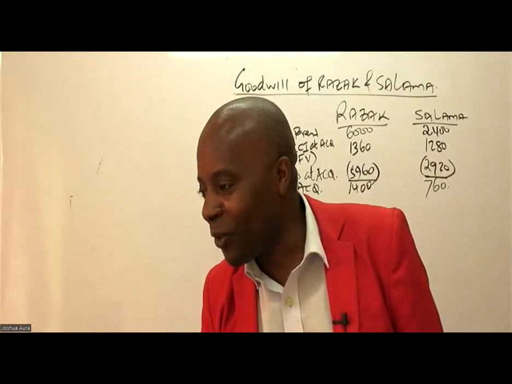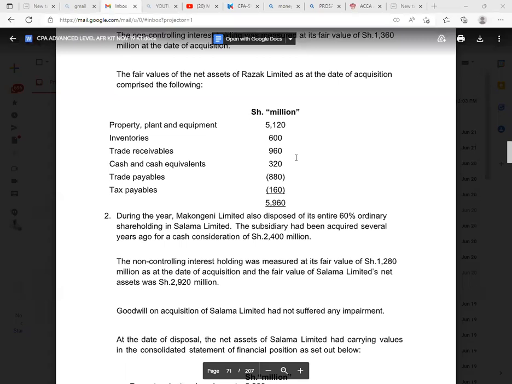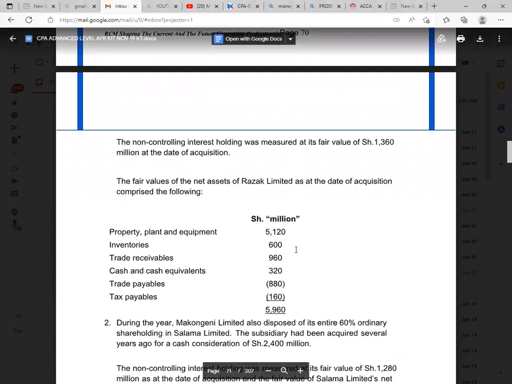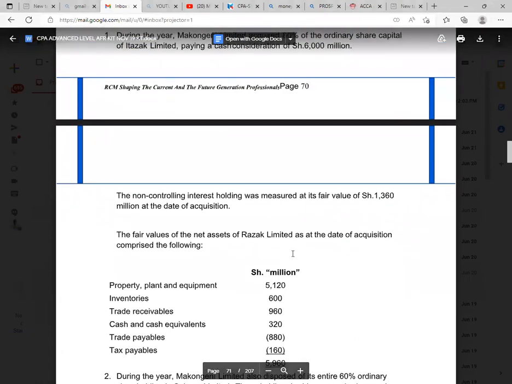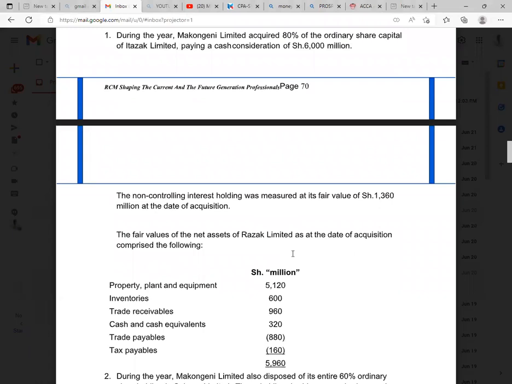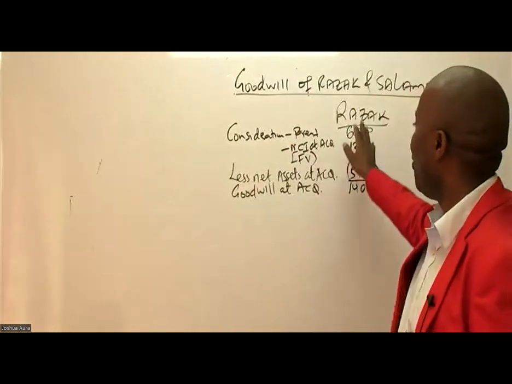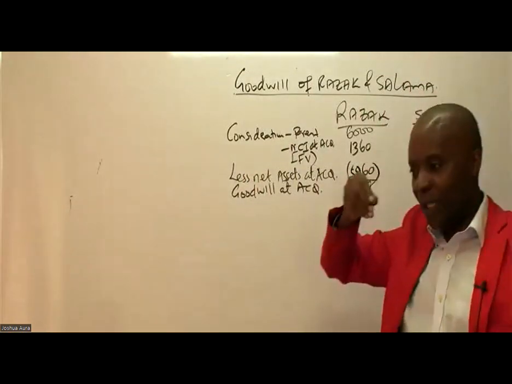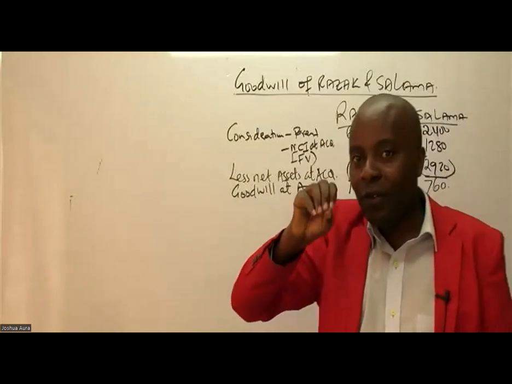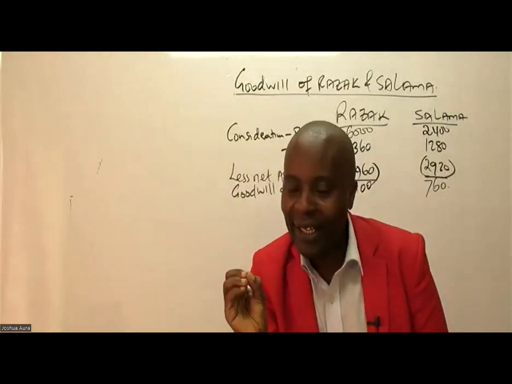How about this other new company called Razaki? Was there any impairment of goodwill that was suffered? Let's see. So we are told here up here, note number one. So they never told us about the amount of goodwill that was impaired. No worries at all. There is another way that I could use to get goodwill impaired, like for Razaki, they haven't told us whether goodwill was impaired.